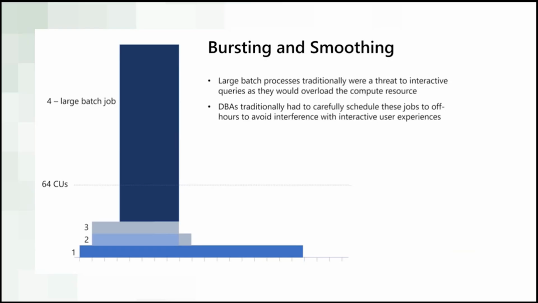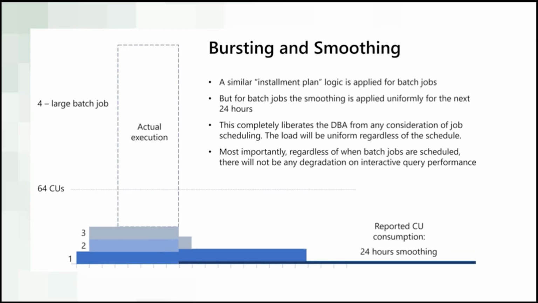A DBA would traditionally have had to carefully schedule these jobs. They still do. A similar installment plan is used for the batch job, so it is smoothed and applied uniformly over 24 hours. It lines up across the rest of the day. Most importantly, regardless of when batch jobs are scheduled, there will be no degradation on interactive query reports.